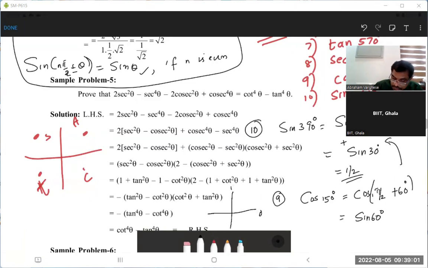Now look at which quadrant it lies in. This is 0, this is pi by 2. Plus 60 is in the second quadrant. In the second quadrant, look at the question only, don't look at the answer. The question is cos. What about cos in the second quadrant? In the second quadrant, cos is negative. Therefore, this answer will be negative sine 60. Therefore, this is equal to minus square root of 3 divided by 2. Okay. Now, on to question number 8.